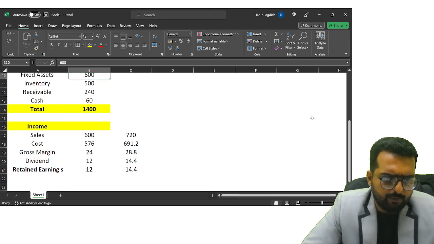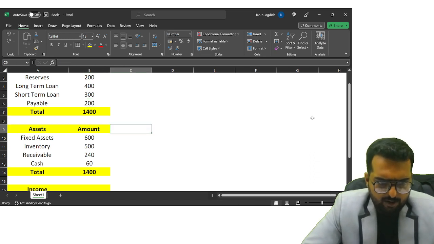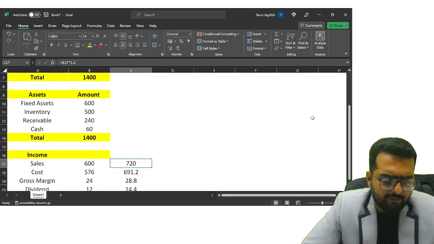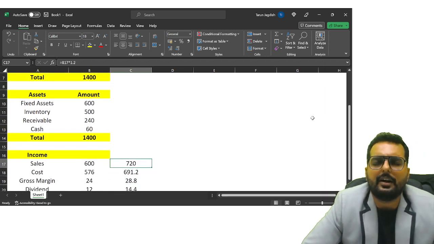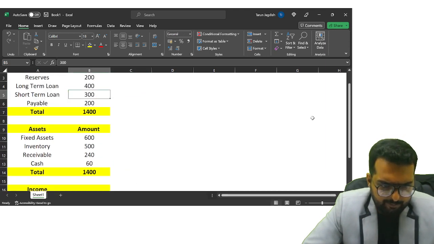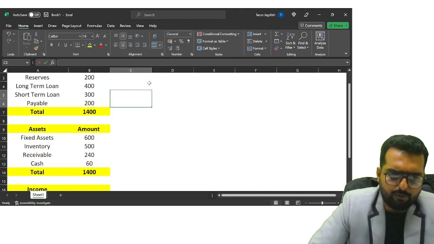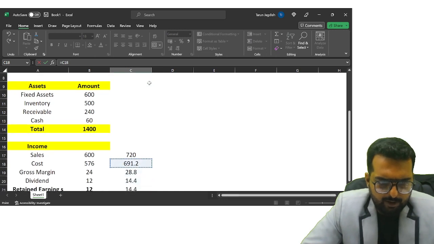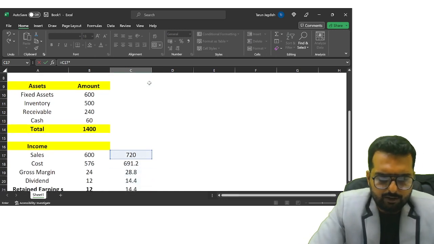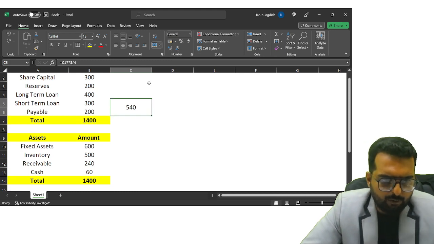Correct? So now over here, if I go up, short term loans and payables together is turning out to be 500 as of now. Now the sales is 720. Sales 4, other one 3, means 720 into 3 by 4 should be the total number over here. Am I right? 540. Okay, so I'll put the formula over here. The formula would be 720 into 3 by 4, correct? 540. Perfect.